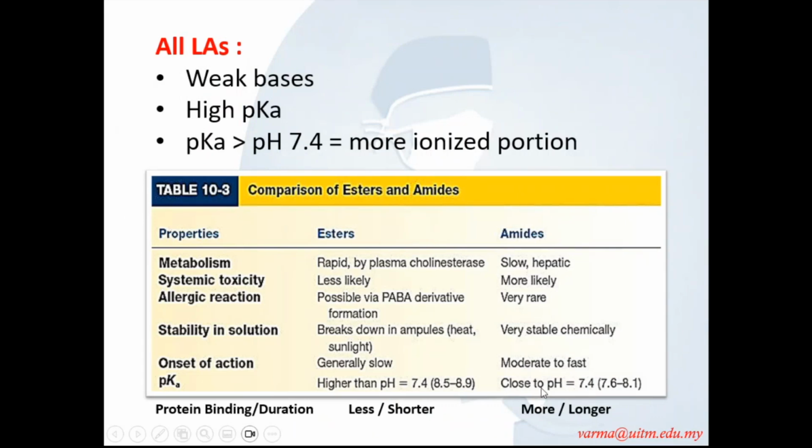When the pKa is closer to the pH of the environment, it means they are more unionized, which means they can easily move around. Unionized is lipid soluble. When they deviate far from the environmental pH, they are more in the ionized portion, thus they cannot move around freely.